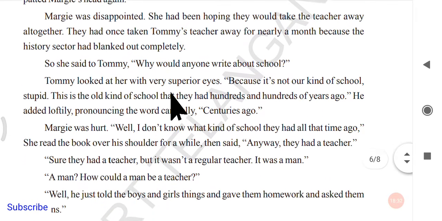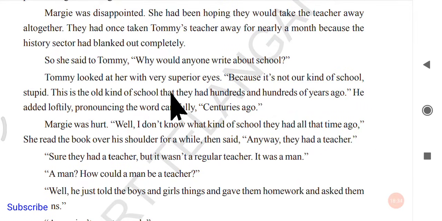So she said to Tommy, "Why would anyone write about school?" Tommy looked at her with very superior eyes. "Because it's not our kind of school, stupid. This is the old kind of school that they had hundreds and hundreds of years ago," he added loftily, pronouncing the word carefully, "centuries ago."